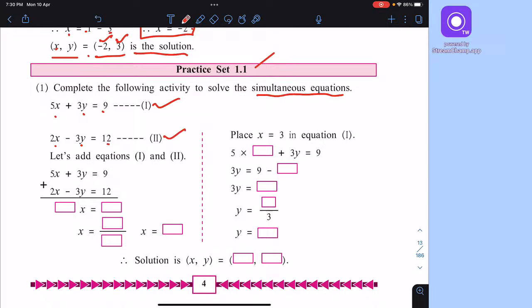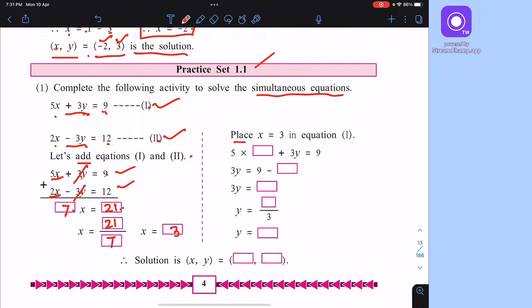So let us add. Why add these equations? You will find that here you have plus 3y, here you have minus 3y. If you add, they will cut. So adding equations 1 and 2: first equation is 5x plus 3y is equal to 9. Second equation is 2x minus 3y is equal to 12. Now if you add, 5x and 2x becomes 7x. Plus 3y minus 3y cuts. And 9 and 12, that is 21. Now 7x is equal to 21. If this 7 is transposed to that side, it is multiplying here, so it will divide. So this will become 21 upon 7. That is x is equal to 3.